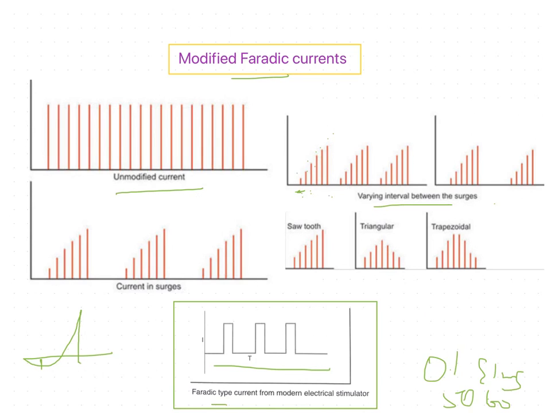Here you can see different types of waveforms. This one is current in surges, different surges here. Here you can see the varying interval between the surges. In the first graph you can see small intervals between them, and in this graph you can see a greater interval than this one. And here we can give the current in different surges. Here we can find different waveforms.